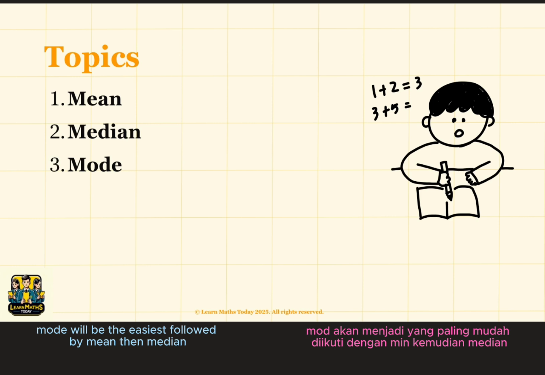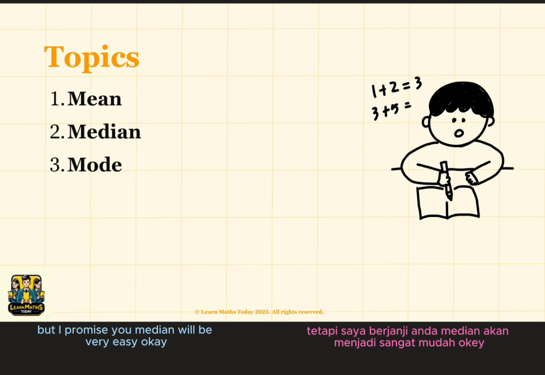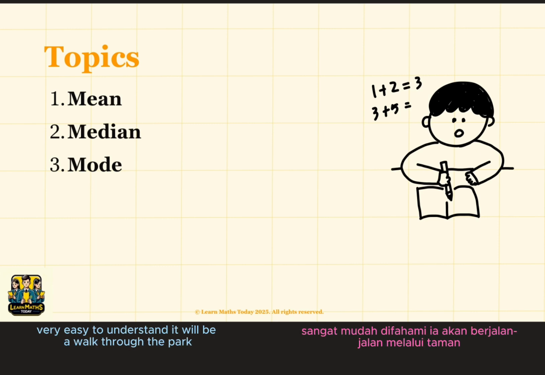Mode will be the easiest, followed by mean, then median. But I promise you median would be very easy, okay? Very easy to understand. It'll be a walk through the park.